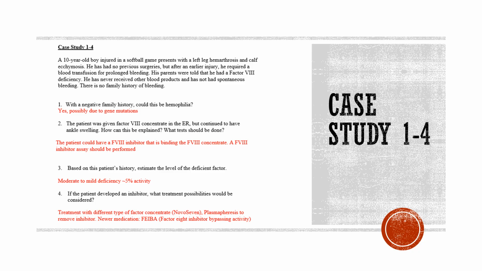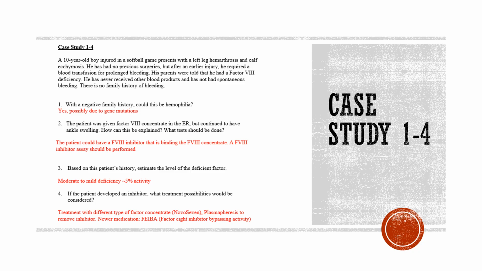So factor VIII deficiency, also called hemophilia A, could this patient have hemophilia with a negative family history? And the answer to that is yes, they could, because all inherited disorders, for the most part, begin with some type of gene mutation, and there's always the first person in the family to have that gene mutation. So possibly this patient has a spontaneous mutation, which led to a factor VIII deficiency, and now he will continue to pass on this trait to his offspring.